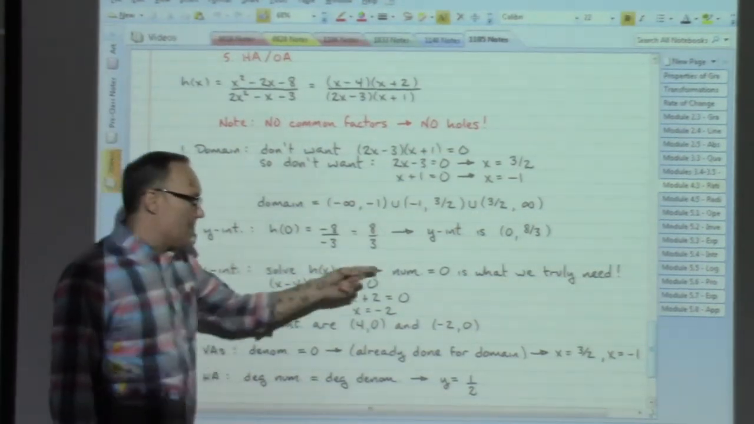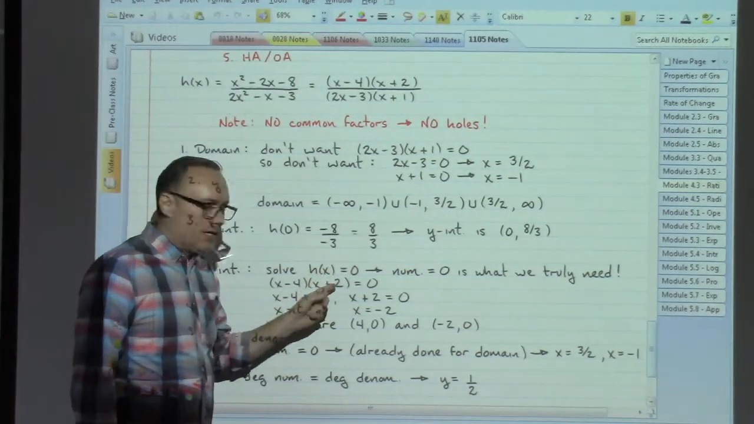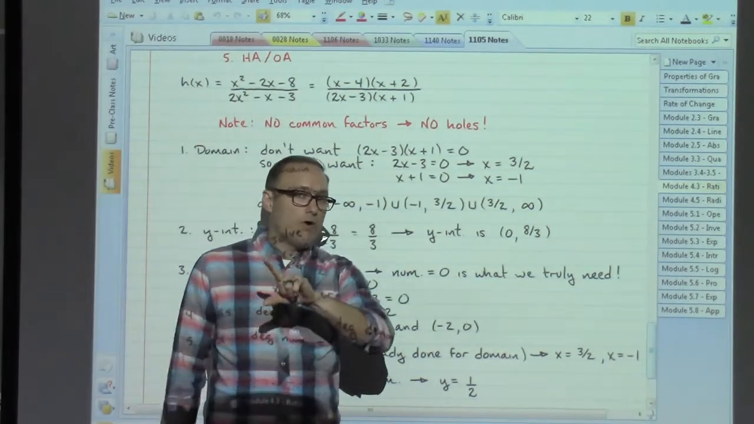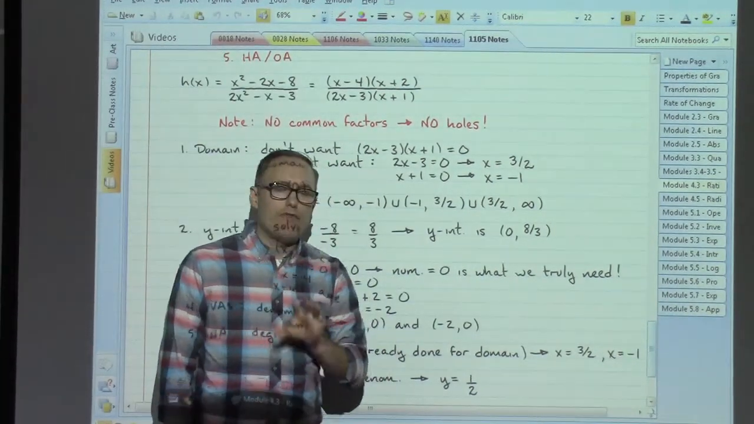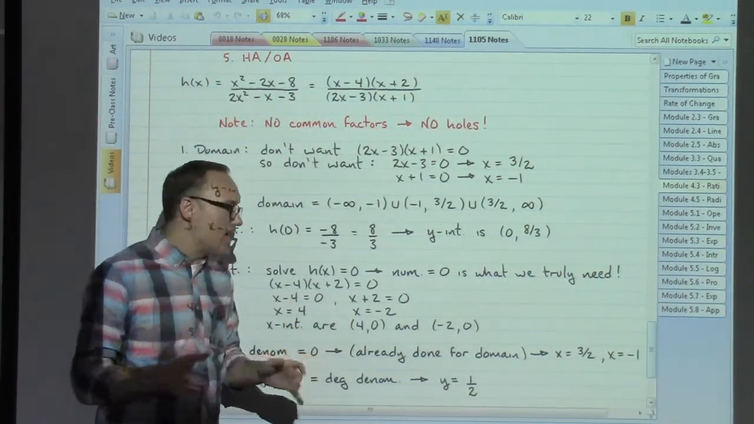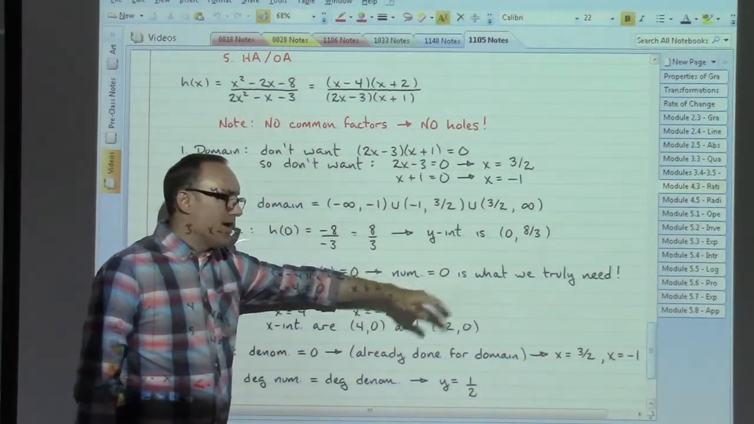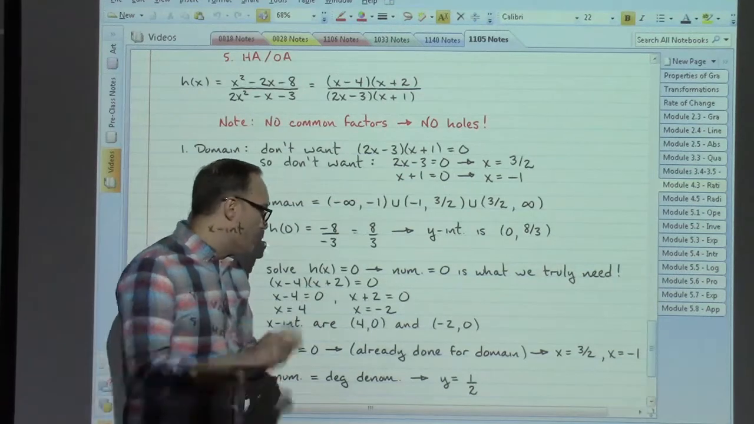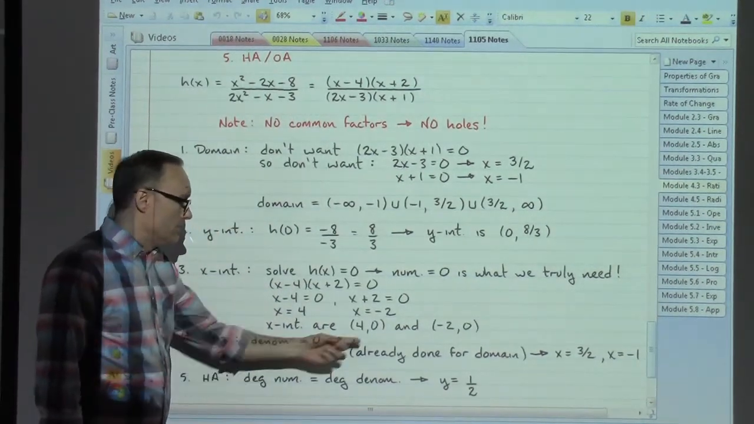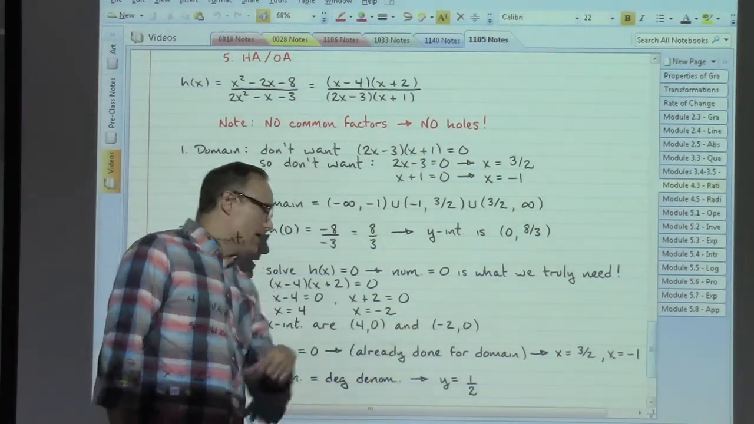X-intercepts, take the top, set it equal to 0. That's what we got to worry about. A fraction equals 0. The thing that we've got to worry about is if the top is equal to 0, because we've already taken care of the issue of holes. Holes aren't going to screw anything up, aren't going to lead us astray. We've already realized what's going on about holes, so we can now say, all right, take that numerator, set it equal to 0. That factors. We already factored it. Boom. Solve. X equals 4, x equals -2, therefore (4, 0), (-2, 0).